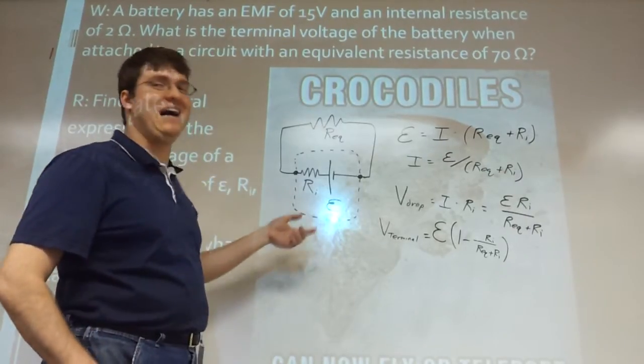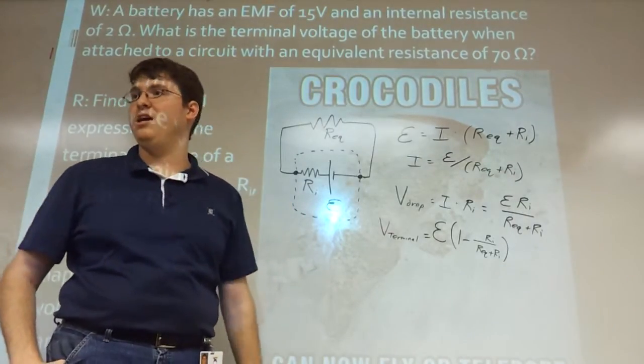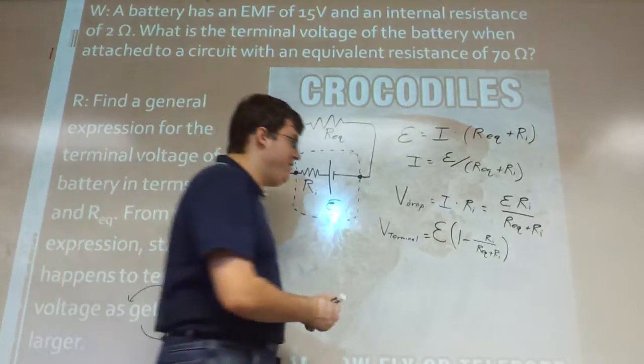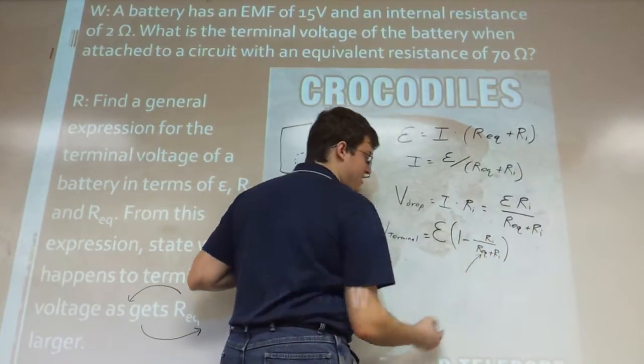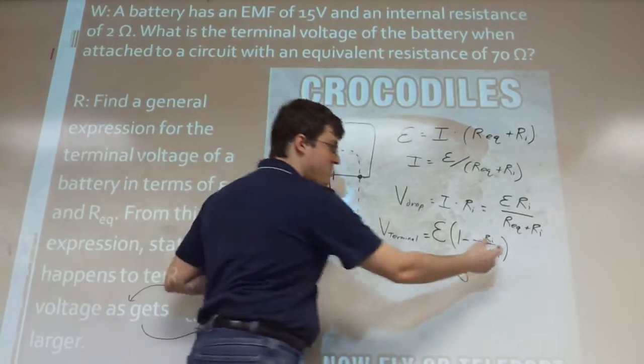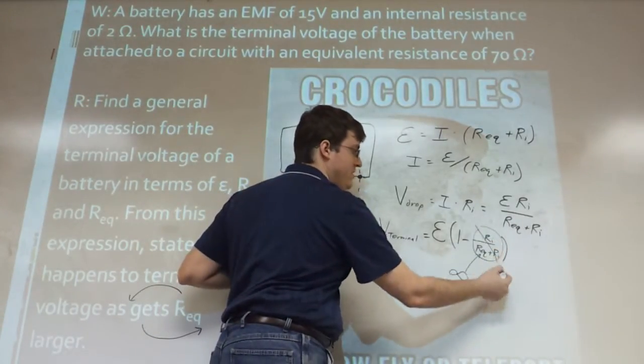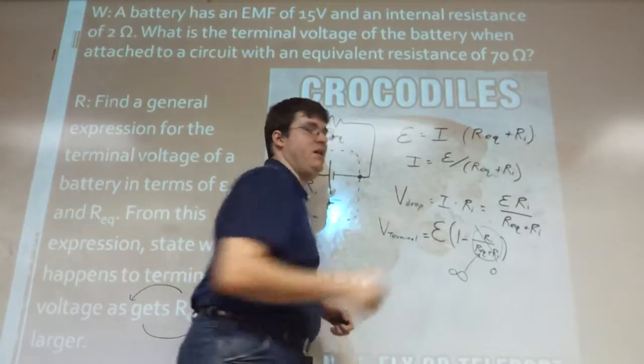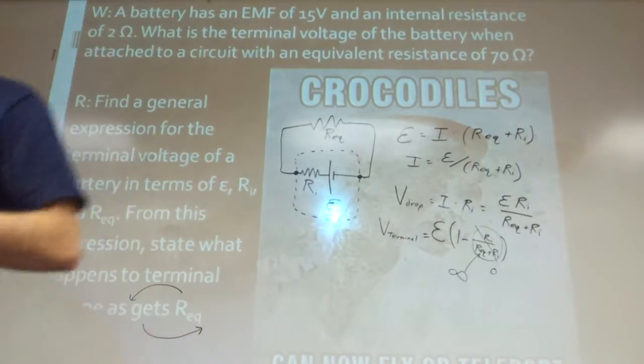Okay. Yeah, it slowly reaches the full EMF, right? As R equivalent, this number right here gets larger and larger as it approaches infinity. This term goes to 0. So we get 1 times EMF. That's exactly what happened.